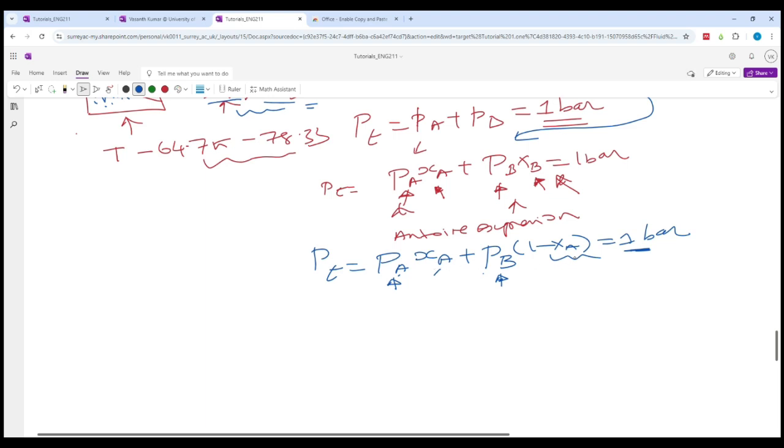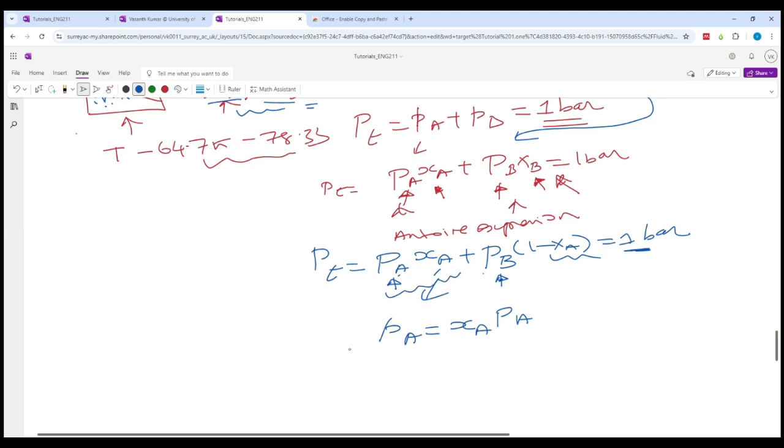And then once we have XA, we can obviously calculate the partial pressure using Raoult's law. Once you have XA, we can get the partial pressure of A. This is equal to x of A multiplied by P of A. So this is nothing but the partial pressure.